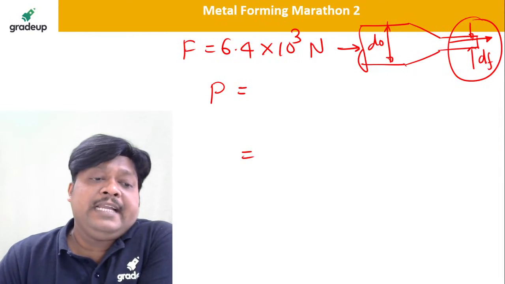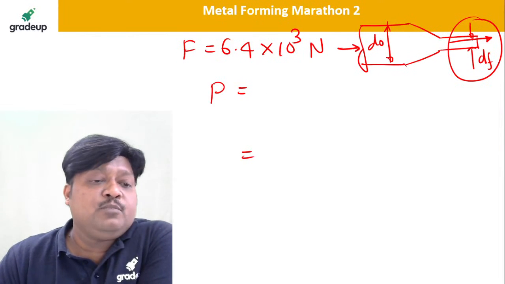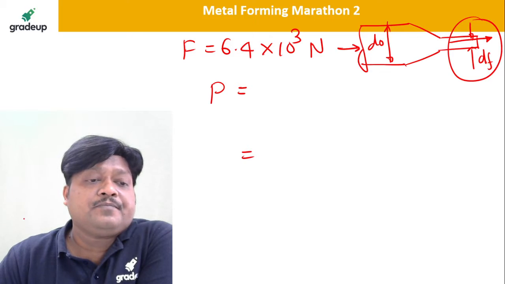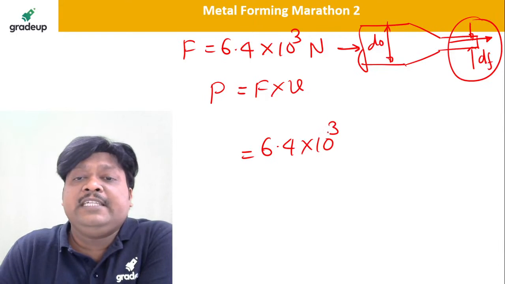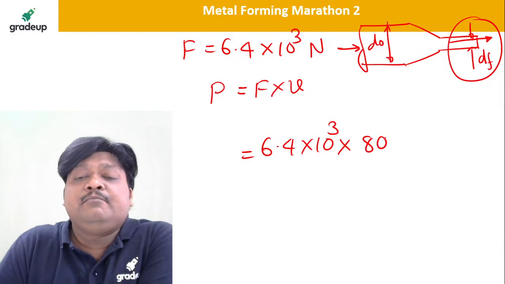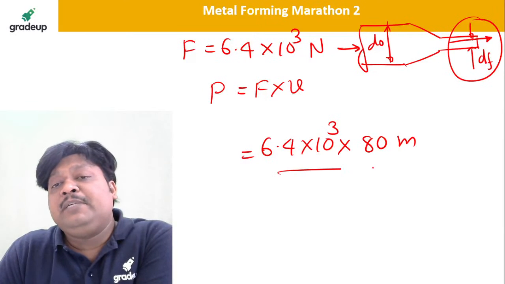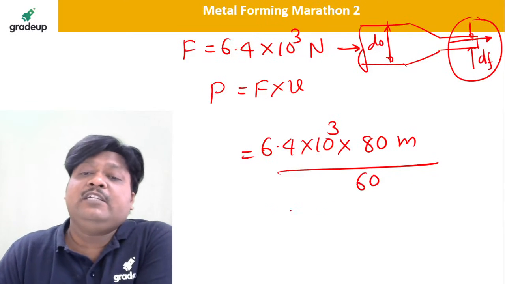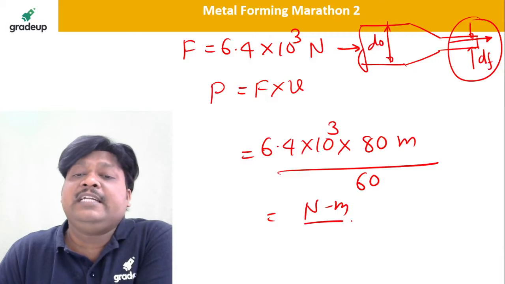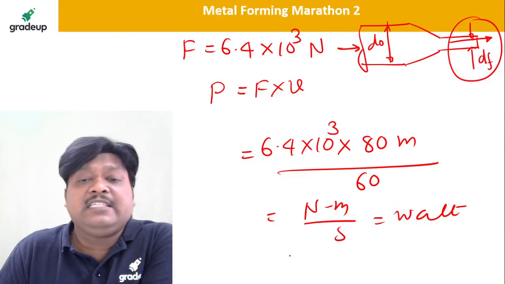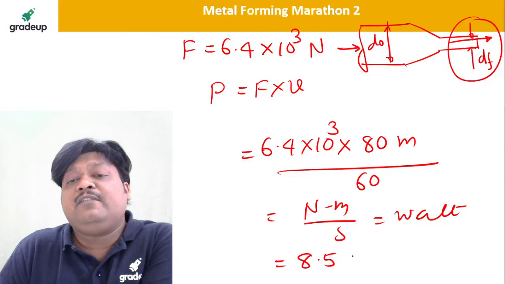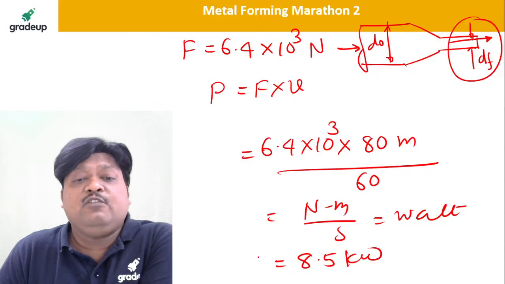So I can write the power is equal to what? The force into velocity. Force is 6.4 into 10 to the power 3 into velocity 80 meter per minute, that is divided by 60. So it will come as Newton meter per second, which is nothing but what? Tell me, is 8.5 correct? Okay, 8.5 kilowatt. This is the power.